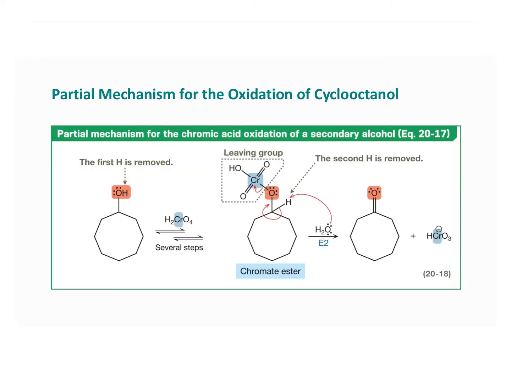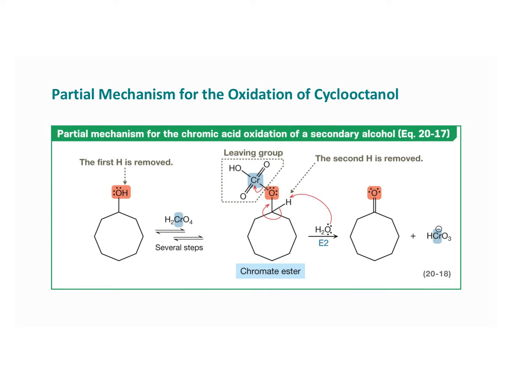This is a partial mechanism. What you're going to see here is at first the OH is removed. And we are just going to represent this as several steps, right? And then what happens here is it forms a chromate ester where the chromium complex is bonded to the oxygen. Then it undergoes an E2 reaction where these electrons come and steal that proton, and these electrons go here to form a double bond. And so this is classified as a chromate ester.